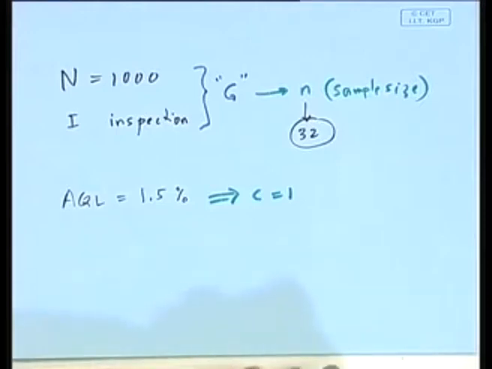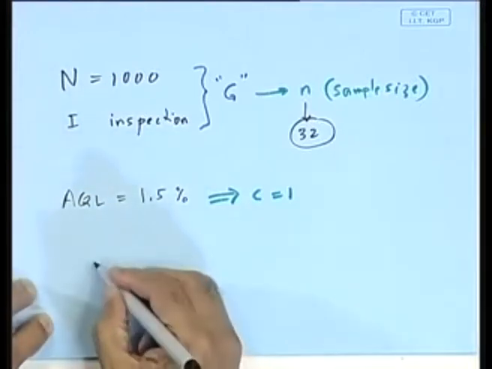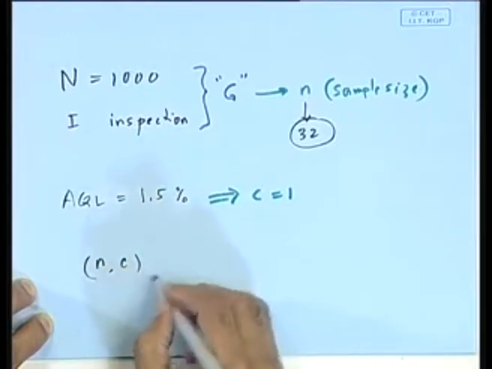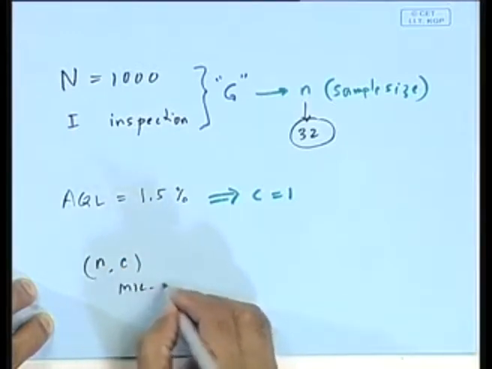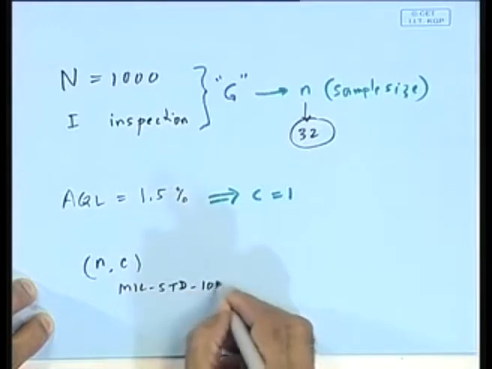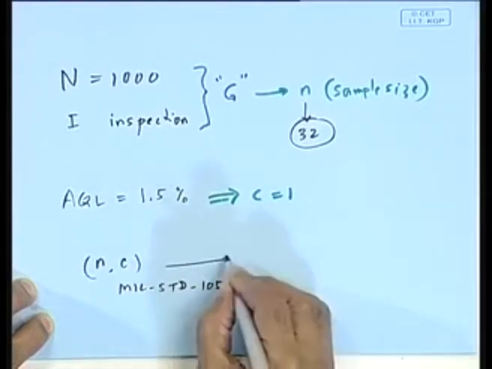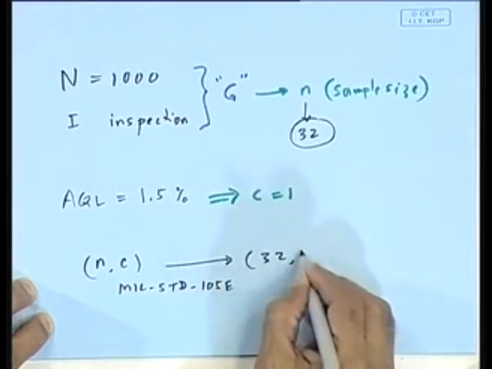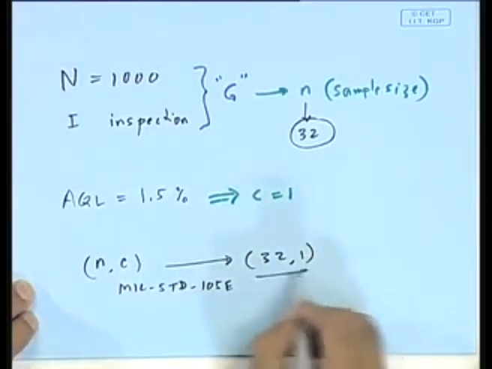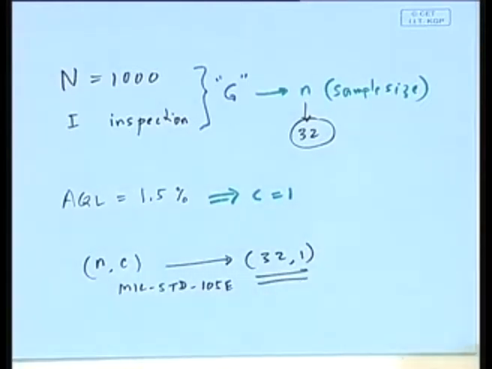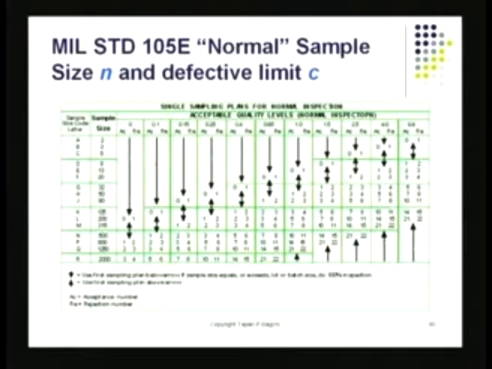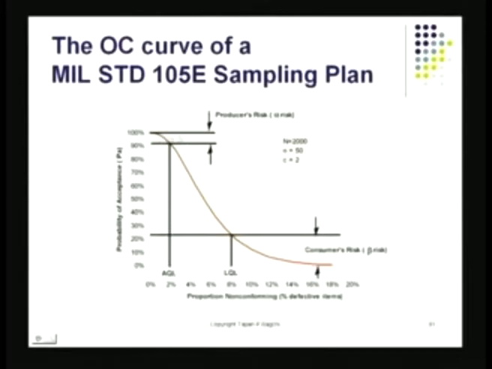So now I've got a plan completely with me, and the plan by MIL-STD-105E turns out to be 32, 1. This is my final plan. That's my single sampling plan. And you could see how easy it is. All I did was I went through a couple of tables and I was able to get to this final table, and here I was able to get my N and C. Very, very easy.